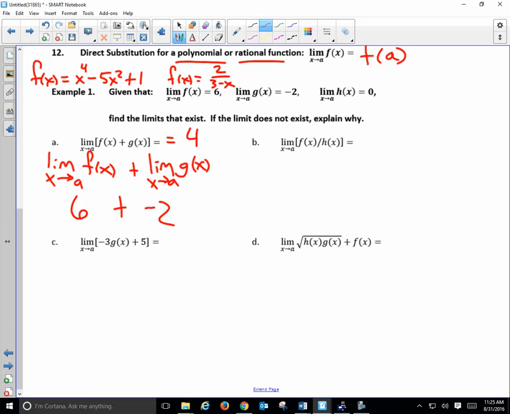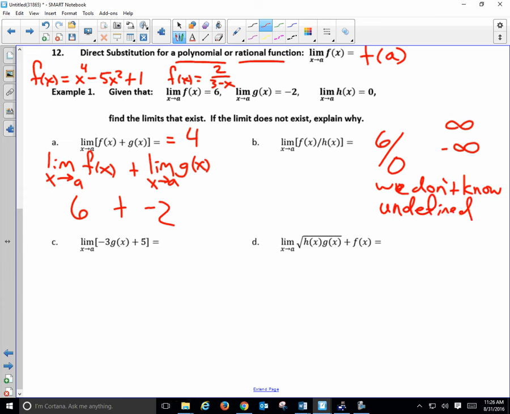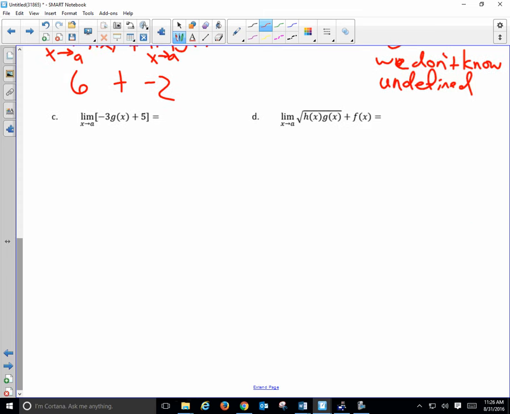Okay, we move on to the next one. The limit as x goes to a of f of x divided by h of x. What is f of x going to be? 6. And h of x? Now, you might be tempted to say that then the limit does not exist. That's not for sure true, okay? It might be infinity. It might be negative infinity. We don't know. And so a better response in this situation will be undefined, or I don't know. Now C: negative 3 times g of x plus 5. You'll simply just evaluate the limit as x goes to a of g of x, multiply it by negative 3, and then add 5. So that's negative 2, so you get 6 plus 5 is 11. Do D on your own.